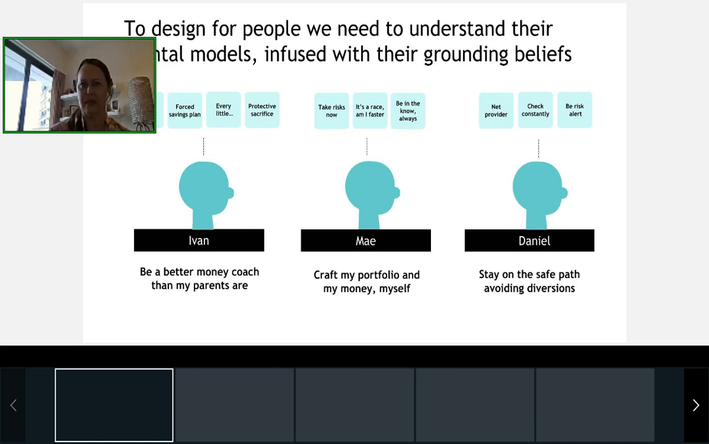She's all about taking risks. For her, it's a race, and she compares herself to others and sees how she is going. Is she being left behind? For her, success and progress in personal finances is being completely in the know always and being the expert. And so what's driving her founding belief is that she will need to craft things herself. She will need to have complete ownership of her money herself. And so continuing to build this picture of these different types of thinking and these different founding beliefs is what we're doing all the time.